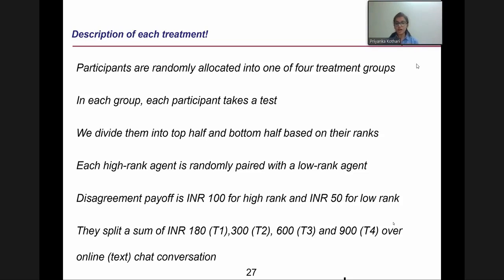Then we ask them to bargain over an online chat conversation to split a sum of rupees 100, 300, 600 or 900, depending upon which treatment they are in. So across the treatments, there is only one thing that varies, that is the pie size that they negotiate over. But before the chat conversation begins, we inform them that the disagreement payoff, in case they disagree, for the high rank individual is 100, and for the low rank individual is 50. And this is known to both of them.